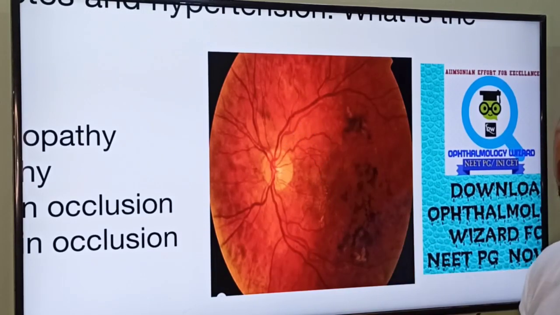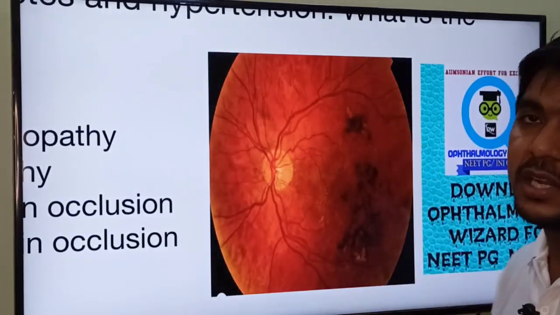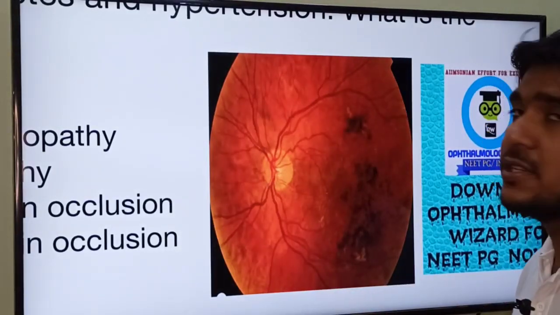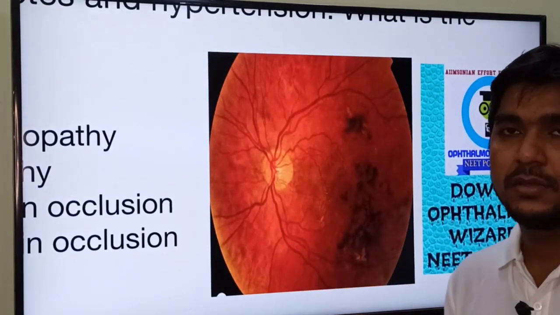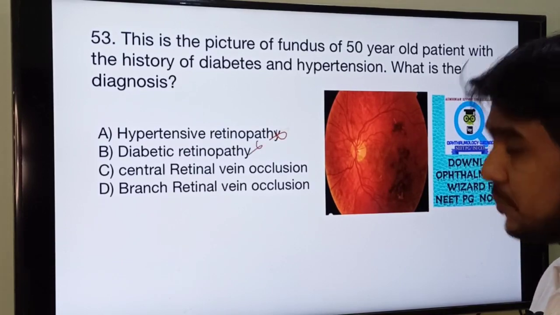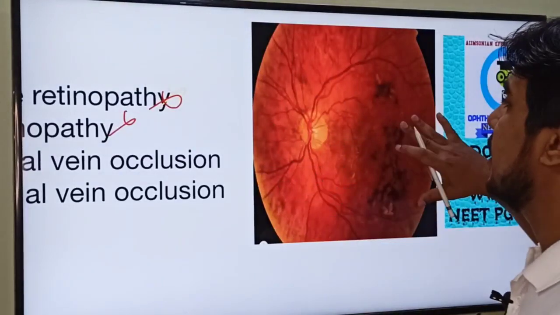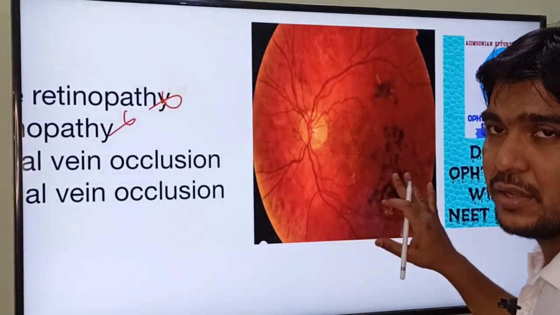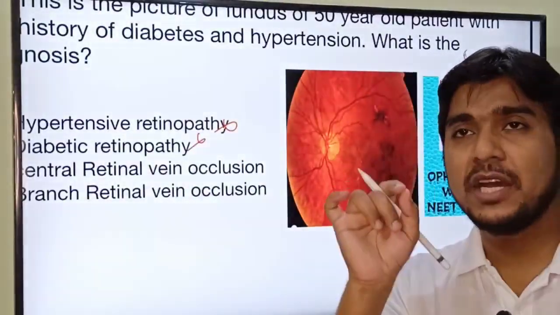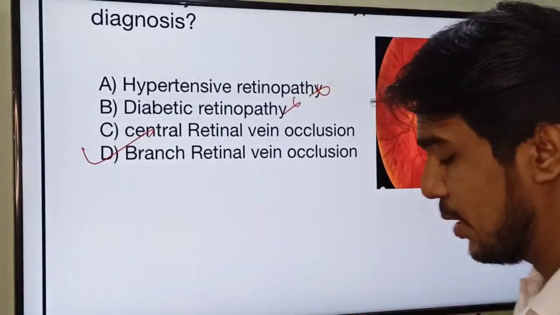But this is normal. There should be AV nicking at the crossing, but this is normal. In diabetic retinopathy, you should get hard exudates and soft exudates along with hemorrhages. So these two options can be ruled out easily. In CRVO, the hemorrhages will be throughout the retina, not confined to a certain part. Here it is because of occlusion of a certain branch of the vessels, so the answer is branch retinal vein occlusion. Got it?